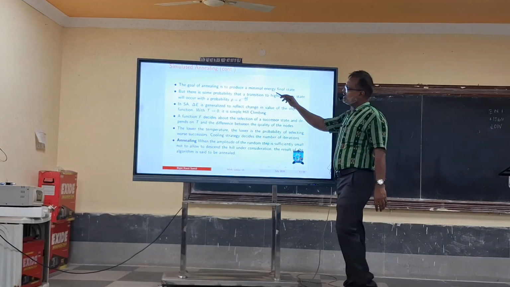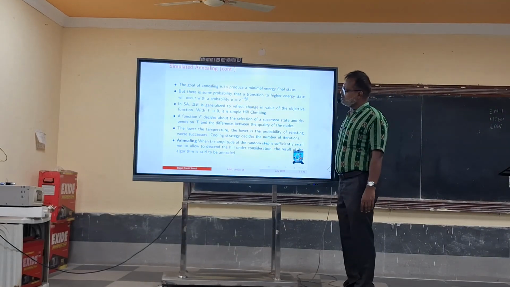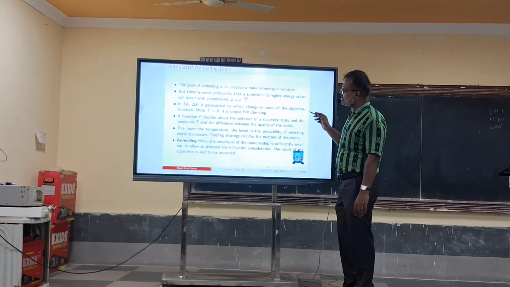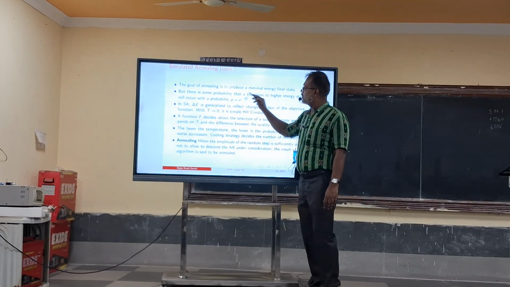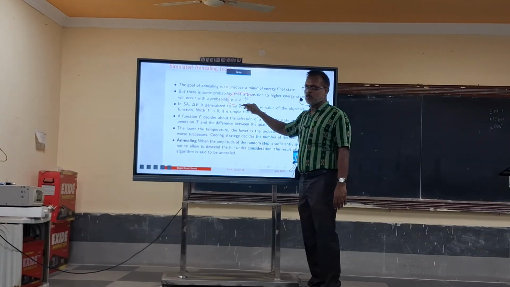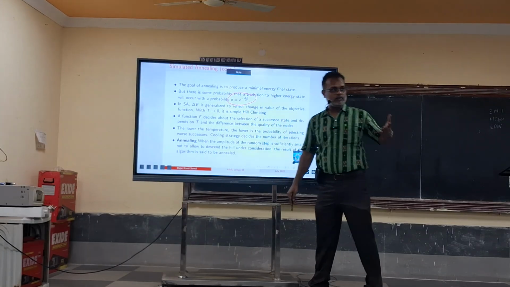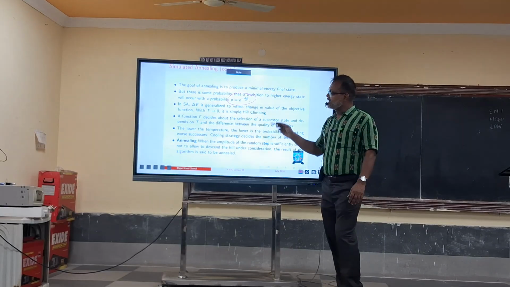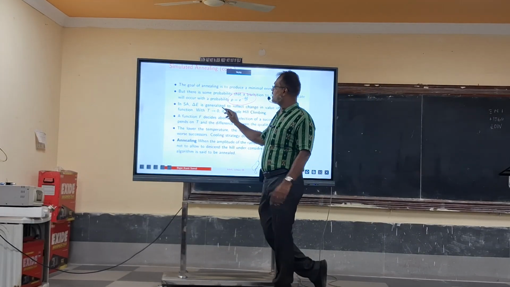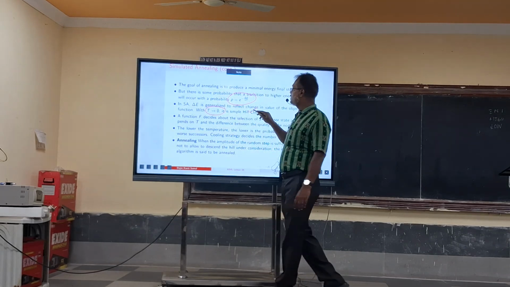The goal of annealing is to produce a minimal energy final state, but there is some probability that a transition to higher energy states will occur with a probability of this. That means it's a downhill move. In simulated annealing, delta is generalized to reflect the change in value of the objective function. When temperature tends to 0, it is simple hill climbing.